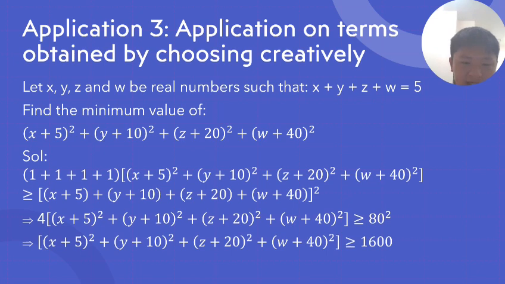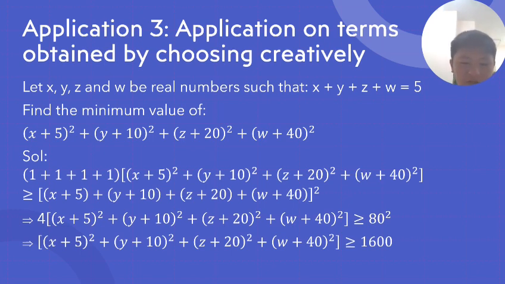The basic idea is that you use 1 plus 1 plus 1 plus 1 multiplied by the sum of squares that you need to find out, so that it is larger or equal to the term that we get here, which is (x plus 5 plus y plus 10 plus z plus 20 plus w plus 40) totally squared, which we can combine with the question's condition where x plus y plus z plus w is 5, so that we can get the answer.